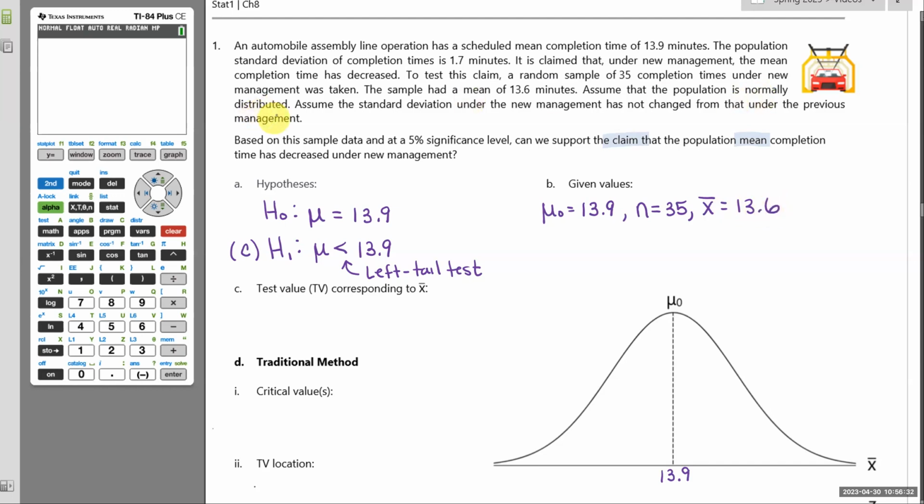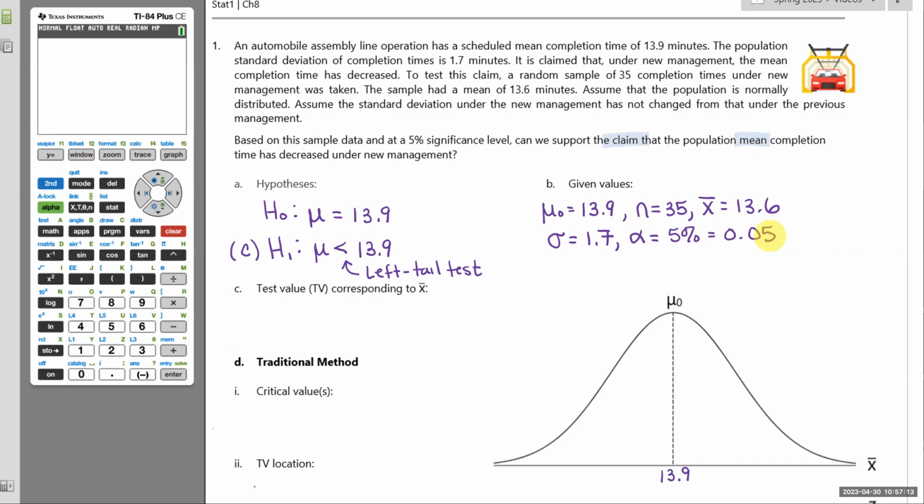Assume the population is normally distributed and assume the standard deviation has not changed. So originally at the top here, they said the standard deviation was 1.7 previously. We're going to assume that that number is still 1.7 for sigma. And we're using a 5% significance level. So there's our alpha. Let me write it in percent first. So alpha is 5% or in decimal 0.05.